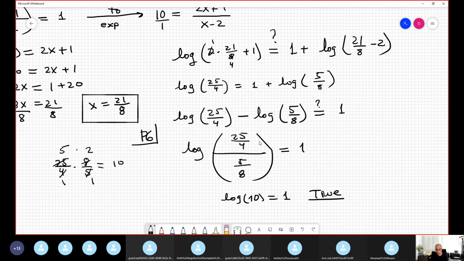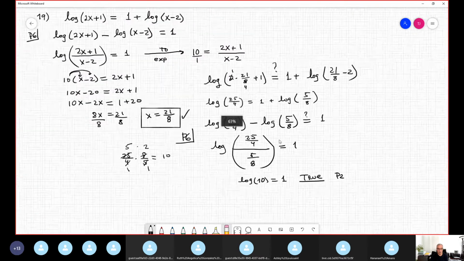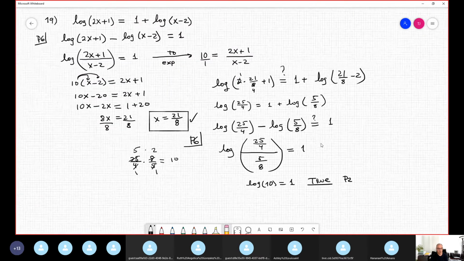True. For the reason of property number 2, no? And the answer, this is perfect. 21 over 8 is weird, it's not nice, however, it works perfect. Any question? Any question?